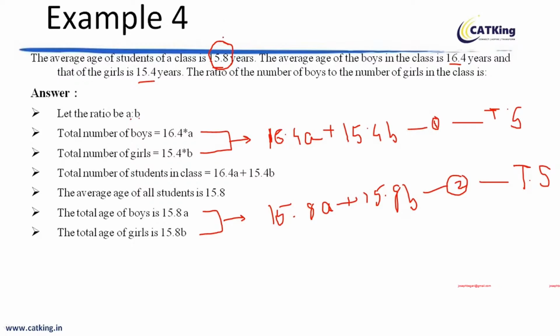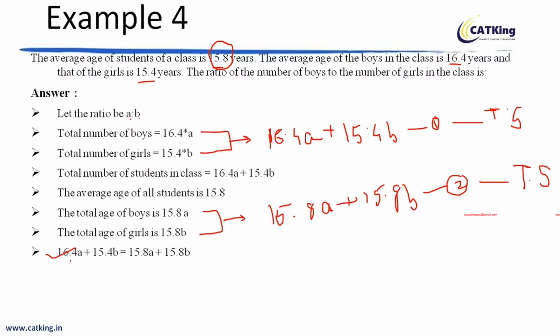So 15.8 into number of students करना पड़ेगा. Number of students क्या है? A boys है, B girls है, तो 15.8 into boys plus 15.8 into girls. ये भी total sum होगा. Now there are two equations that are equal. दोनों total sum है, so we can equate them. So let's equate them here.